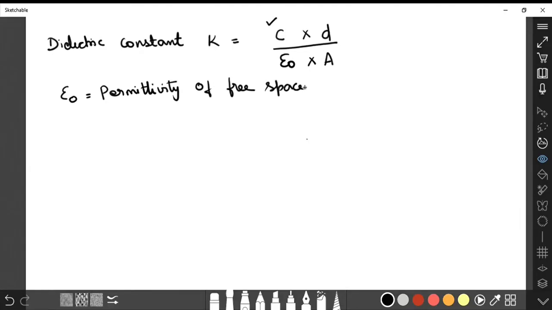Which is equal to 8.854 into 10 to the power of minus 12 farad per meter. So this constant we are going to substitute directly. And what are D and A? Okay, let us discuss one by one. D is the thickness of the sample.